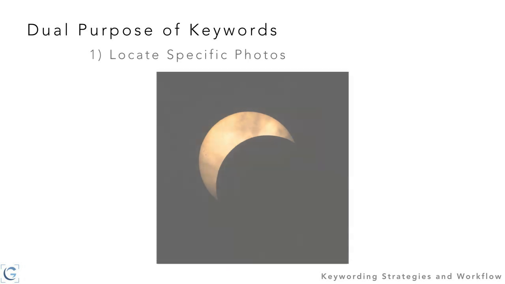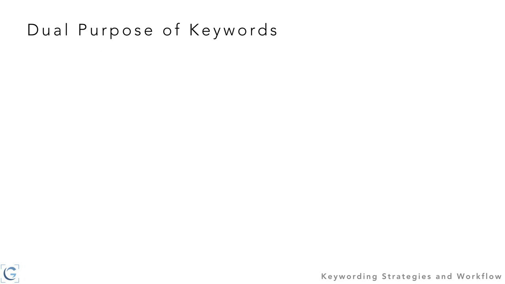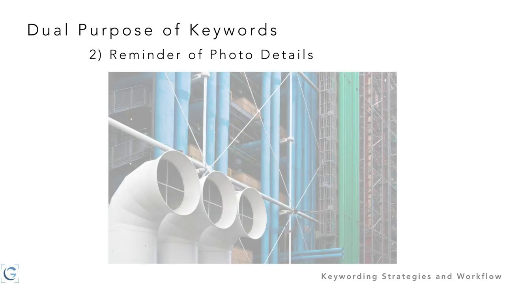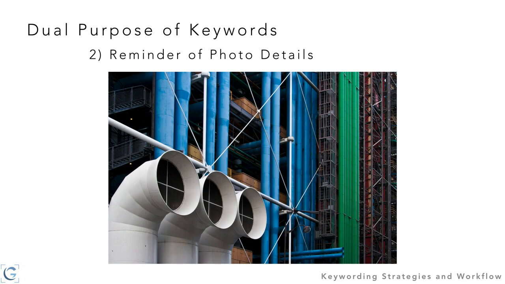But there's another purpose, and that second purpose is to remind us of details within the photo. And so, for example, you're browsing images, working on a project, and you come across a photo that looks interesting, but you have no idea what it is. You know it was captured in Paris because it's in the Paris folder, but you don't necessarily remember the name of this interesting building with all of the plumbing on the outside. But if you keyworded the photo, then you could just go look at the keywords and you have your answer.